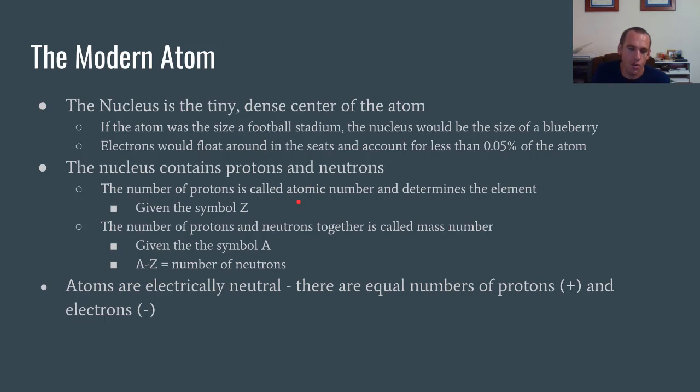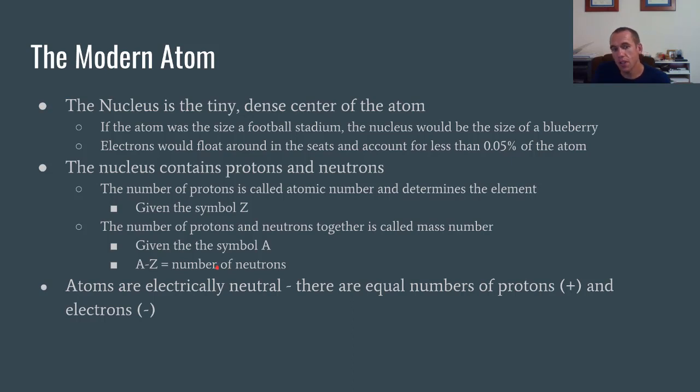And so there is no number that just tells us the number of neutrons in something, but we can determine the number of neutrons by subtracting the atomic number, the number of protons, from the mass number, the number of protons and neutrons together. So if we take A, the mass number, minus Z, the number of protons, we do end up with the number of neutrons.